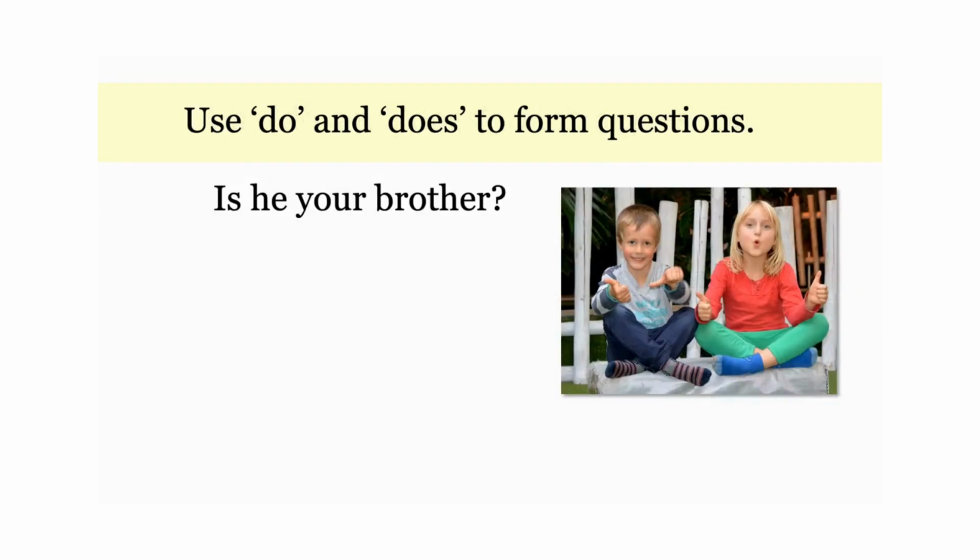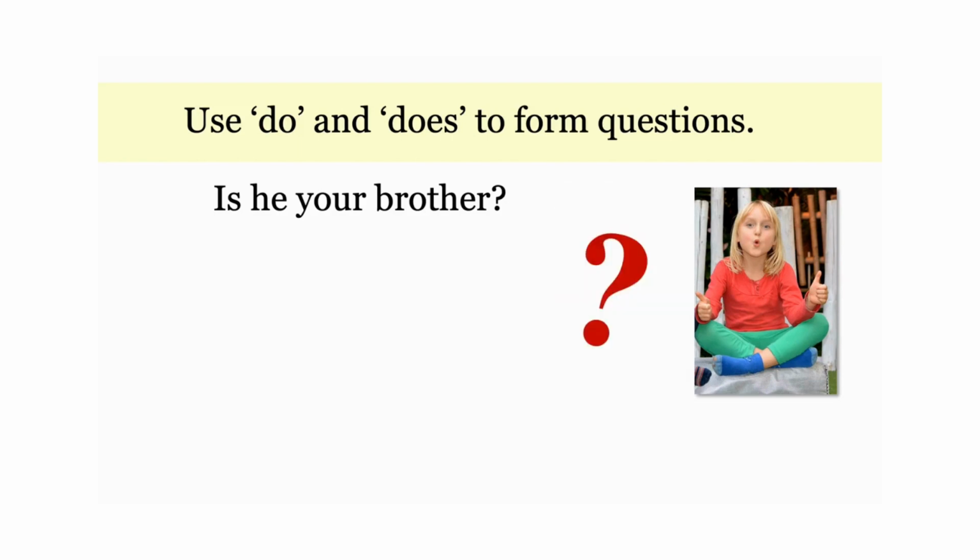Use do and does to form questions in the simple present. We do this for all verbs except for be. Look at the photo. I can ask the girl, "Is he your brother?" The answer is yes or no. But if I don't see the brother, I want to ask her a different question. I want to use the verb have to form a question. You know how to make this statement. You have a brother. Here's the subject, you, and here is the verb, have.